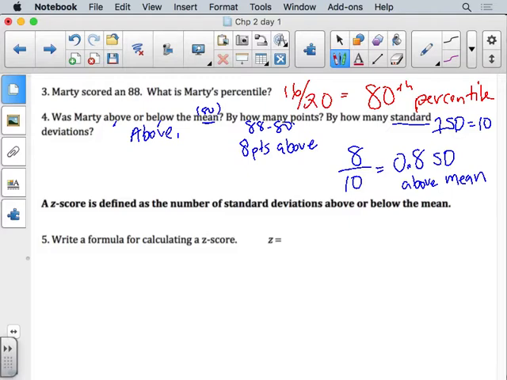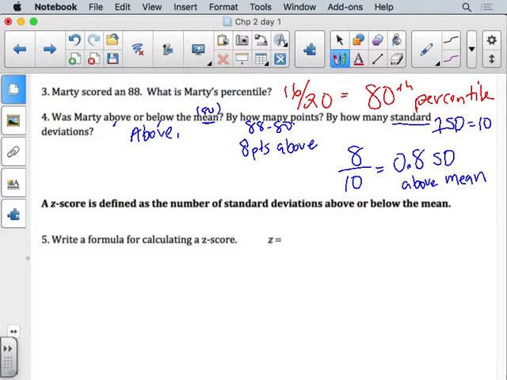Okay. So we could calculate a z-score, not a percentile, for anybody in this test score range. But we did it for these 2 scores. So Marty was 0.8 standard deviations above the mean. He was almost a full typical score away from the mean. He was above average, a positive value away.